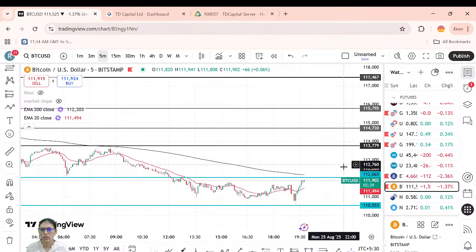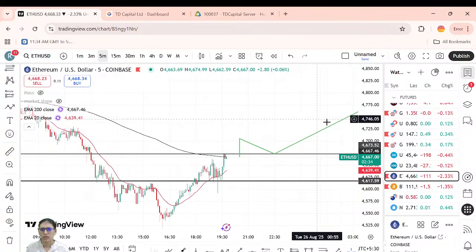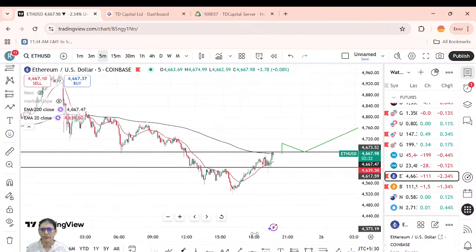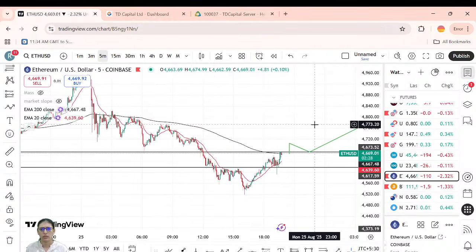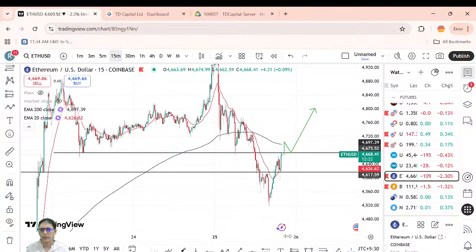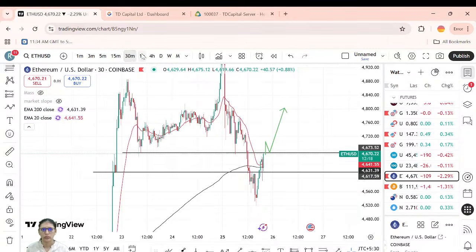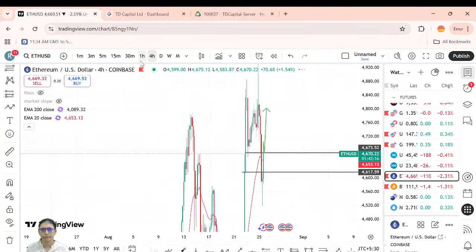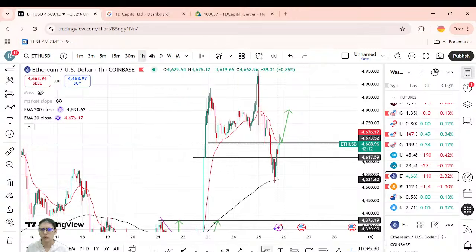I think you should wait in BTC because Ethereum is giving us a good setup. Yes, in the lower time frame also the Ethereum setup is good. Ethereum is good.